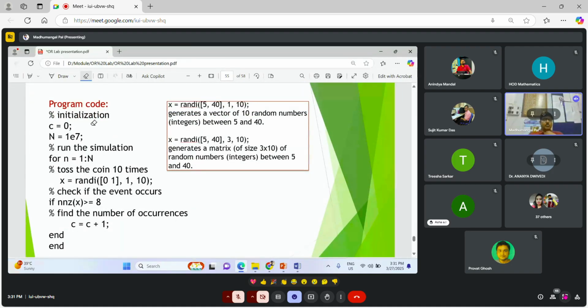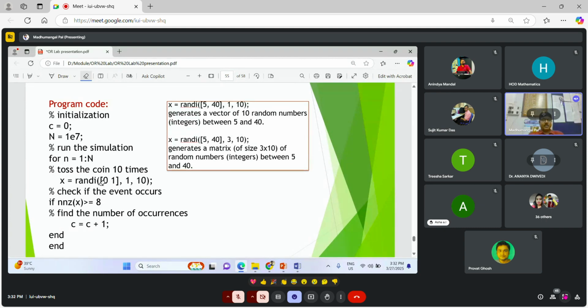So this is the MATLAB code to find out that kind of probability. C is 0, where C means counting the number of hits, and N equals 10 to the power 7. That means we are repeating the experiment 10 to the power 7 times. This is not possible by hand simulation or hand calculation. So here we are using one loop for n equal to 1 to capital N, where capital N means 1e7, 10 to the power 7. So this loop repeats 10 to the power 7 times.